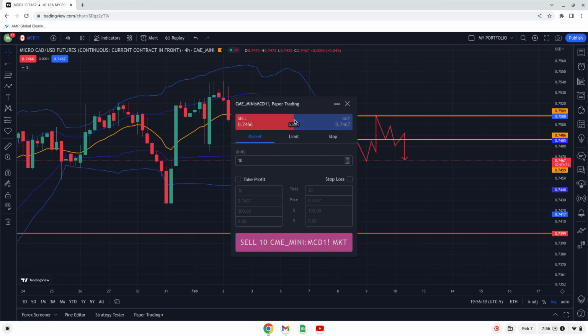This is your order. The number in the middle is the difference between the buy and the sell side, which is right here saying 0.0001. That's just a pip. That means both sides are 1 pip off. As you can see over here, we've got 0.7466, and then over here on the buy side, we have 0.7467.